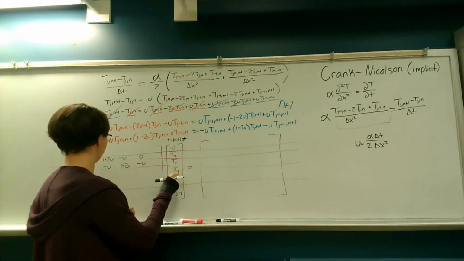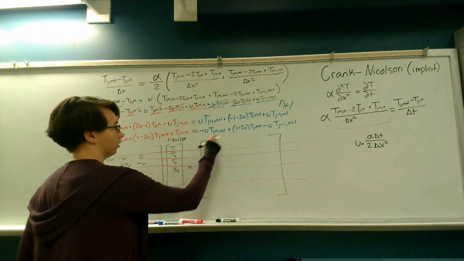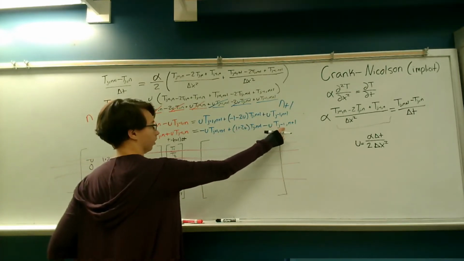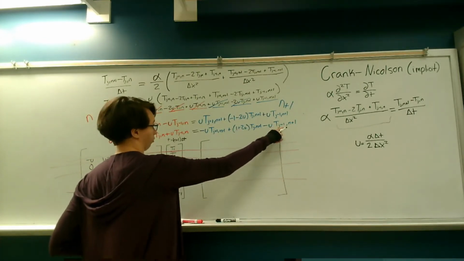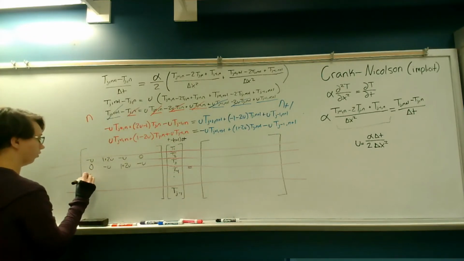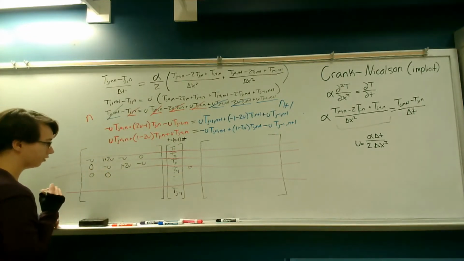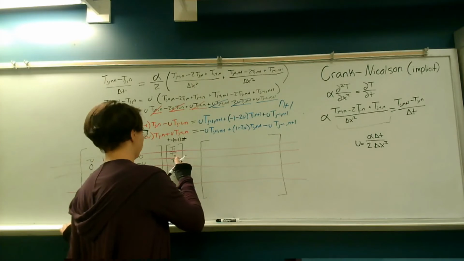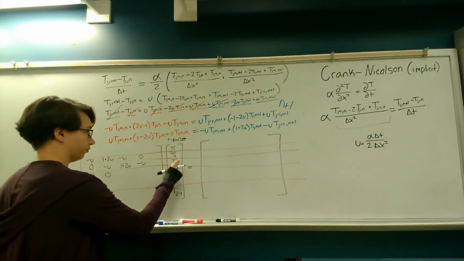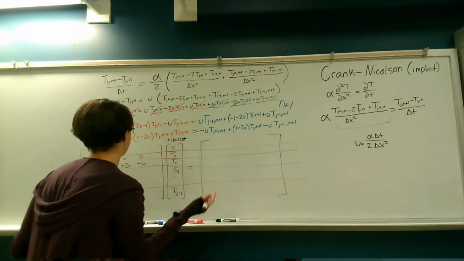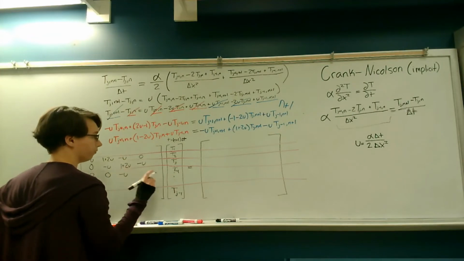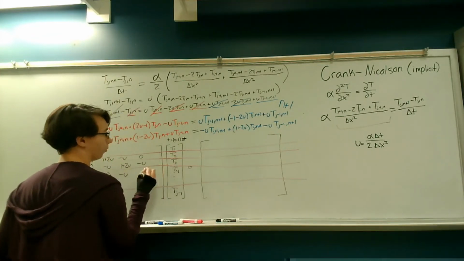So temperature 4, the lowest one we're going to multiply by is temperature 3, so not 1 or 2, so the first two values are both going to be 0. And then we're going to multiply temperature 3 by negative u, we'll put that here, multiply temperature 4 by 1 plus 2u.